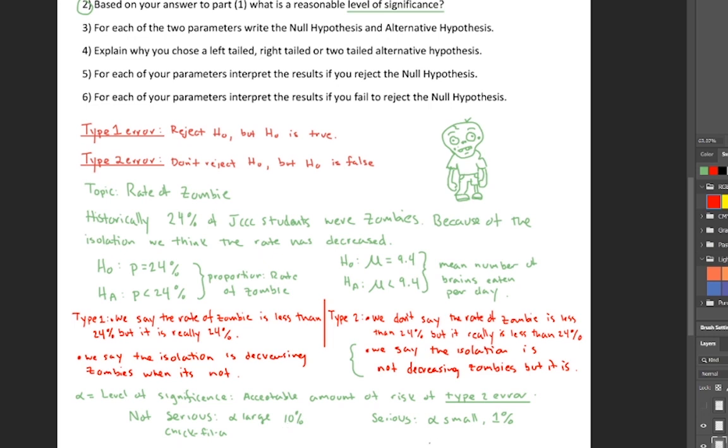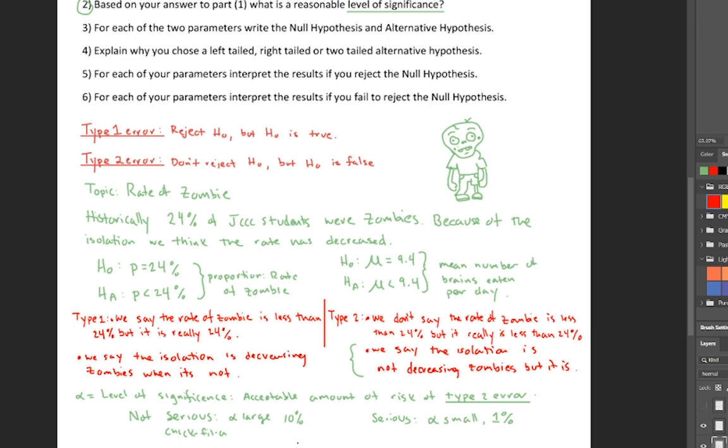But if you're doing something that's maybe a little bit more serious, like blood pressure medication or anything where people's lives are on the line, then you're going to want to have a small amount of risk, like 1%. And then our generally medium allowable amount of risk is 5%.